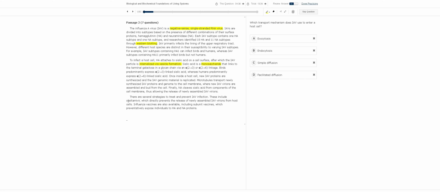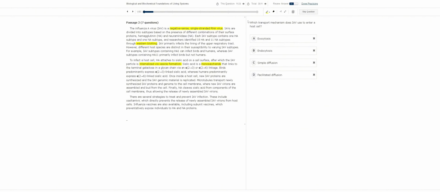These include a drug which directly prevents the release of newly assembled IAV virions from host cells, and then influenza vaccines are also available, including subunit vaccines, which preventatively expose individuals to HA and NA proteins.